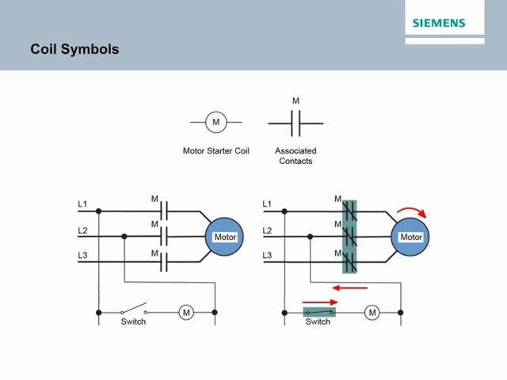In the accompanying example, the M contacts in the power circuit for the motor are controlled by the M contactor coil. Closing the switch completes the current path through the coil. The M contactor coil actuates the M contacts, providing power to the motor.